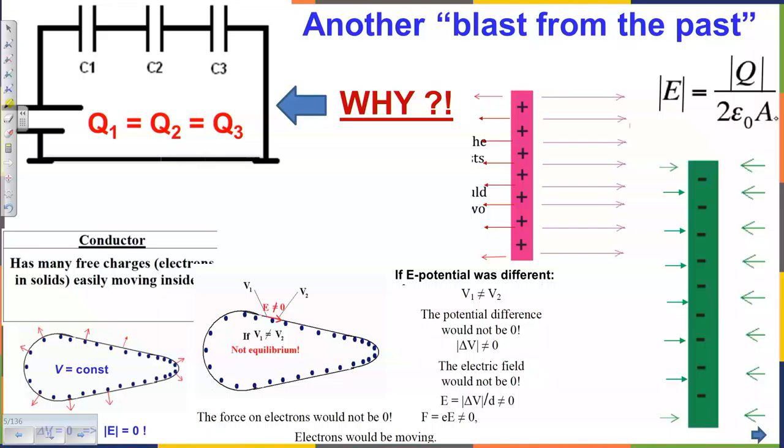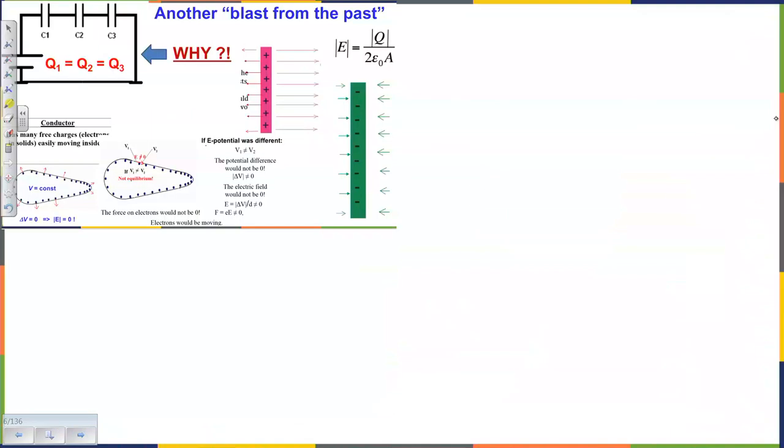Now, this is what we've talked about before. We know that if we have a conductor, it can only have the same potential on the surface and inside. There is no electric field inside. Electric field on the surface is perpendicular to it. We know that if we have a large plate with a charge on it, it generates a uniform electric field.